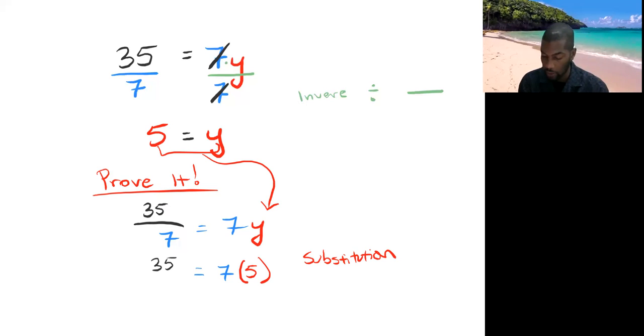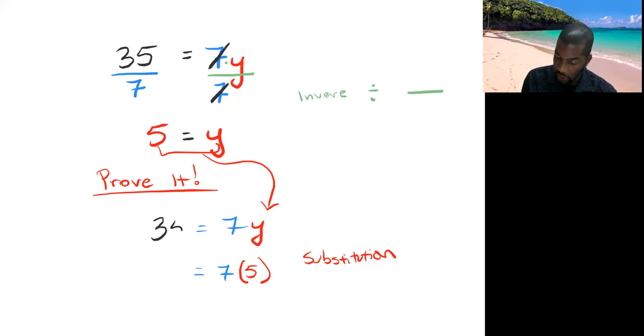Oh, I'm sorry, I rewrote this incorrectly. I apologize. It's not 35 divided by 7 because that's when we were doing the work. It's 35. There we go. So let me start again. 35 is equal to 7 times y. I replaced the variable y with what we said it is, which is 5. So now I have 7 times 5. Does that equal 35? There we go. That makes more sense. 7 times 5 is, in fact, 35.